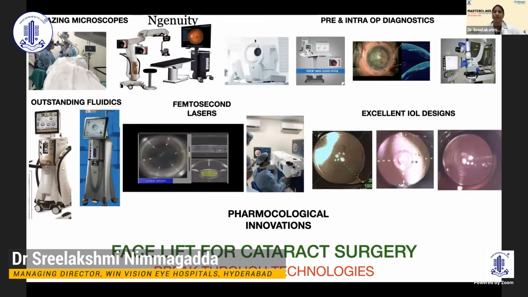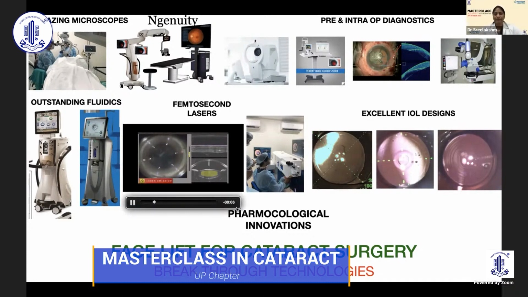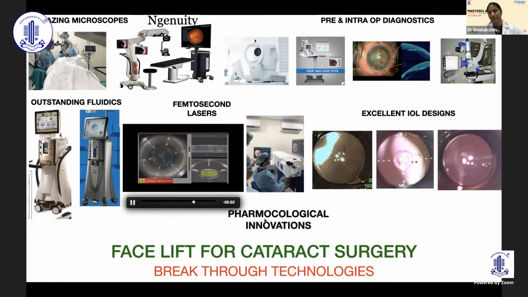Over the years, we have come this far in cataract surgery, from the amazing microscopes and pre-operative diagnostics and intraop diagnosis, which only serve to improve the visual outcomes, with outstanding fluidic machines, femtosecond lasers, and excellent IOL designs, and also the parallelly developed pharmacological innovations.